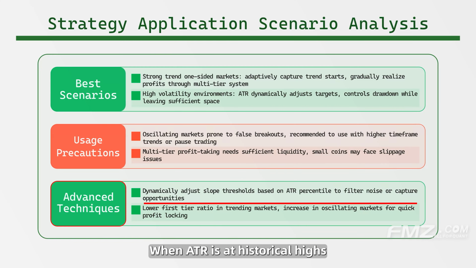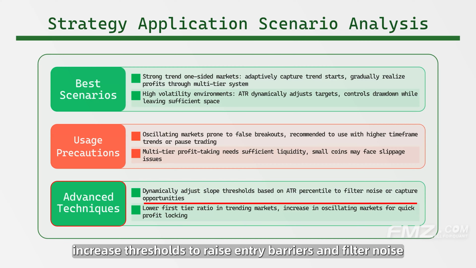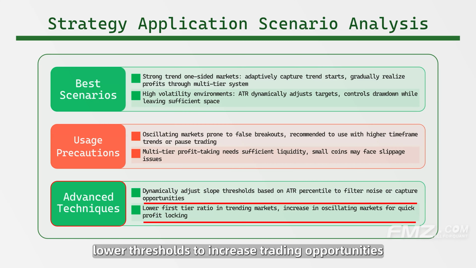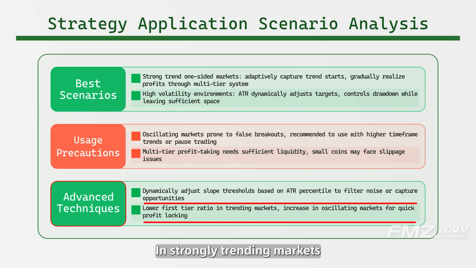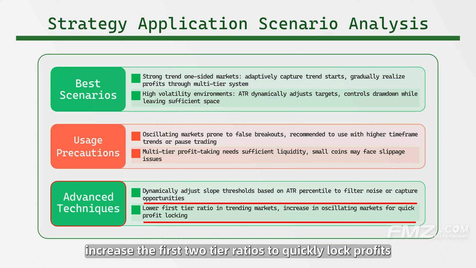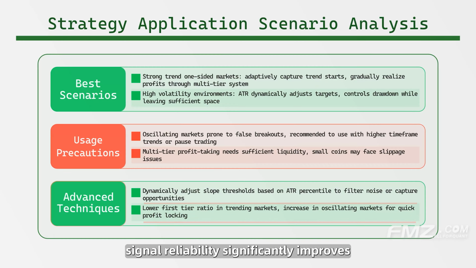When a TR is at historical highs, increase thresholds to raise entry barriers and filter noise. When a TR is low, lower thresholds to increase trading opportunities. Another technique is optimizing profit-taking ratio allocation. In strongly trending markets, lower the first two-tier ratios to preserve more positions for big moves. In oscillating markets, increase the first two-tier ratios to quickly lock profits. You can also consider adding volume confirmation. When breaking Bollinger Bands with volume expansion, signal reliability significantly improves.